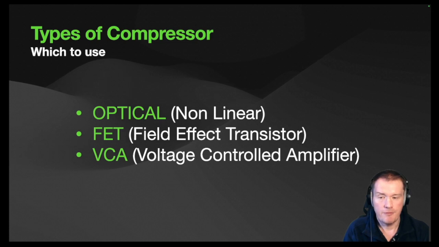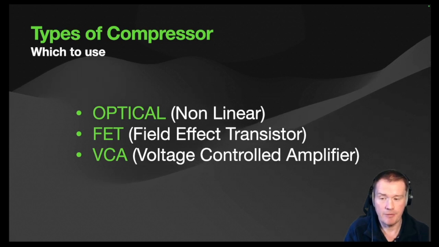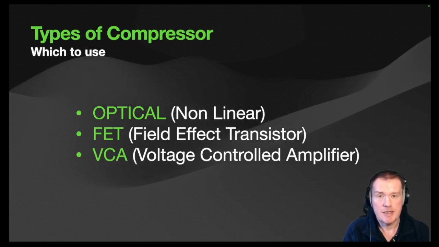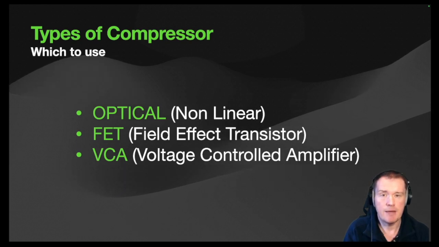You've also got FET compressors, field effect transistors is what it stands for. It's a different effect. And then you've got VCA, voltage controlled amplifier compressors. They all work slightly differently and will give you a different effect. And depending on what instrument you are affecting, you may prefer the sound of one over the other.